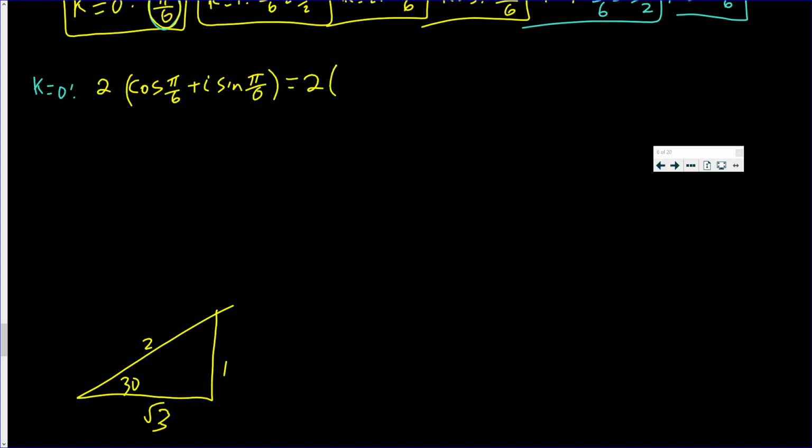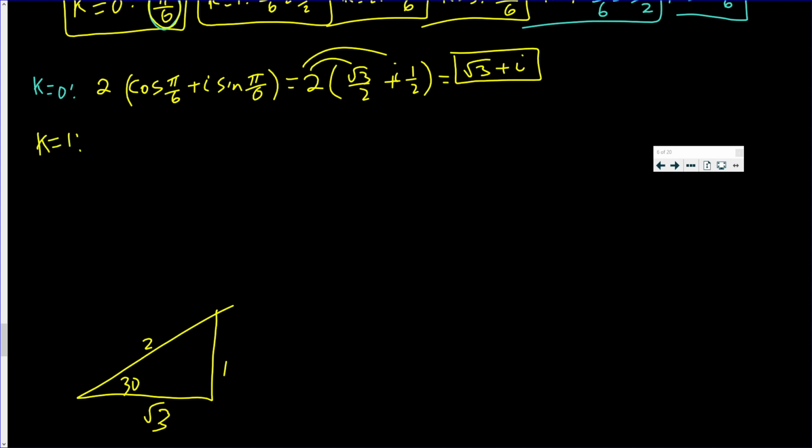So you get 2 times the cosine of that angle, which is square root of 3 over 2, plus the sine of the angle, which is a half, times I. Then distributing the 2, we get square root of 3 plus 1I. If you multiply that number by itself 6 times, you will get negative 64. Now, when k is 1.